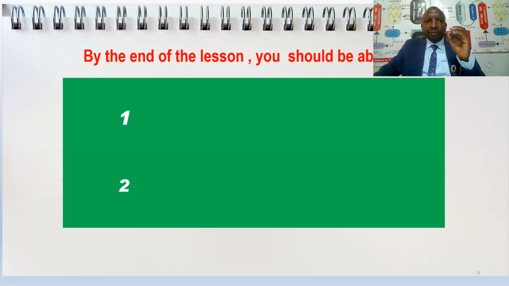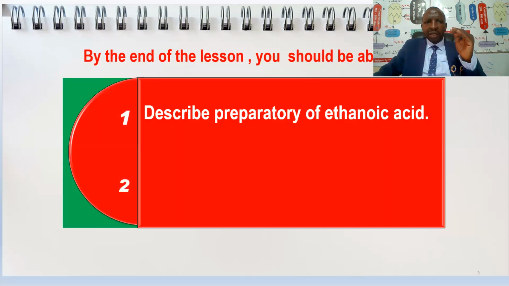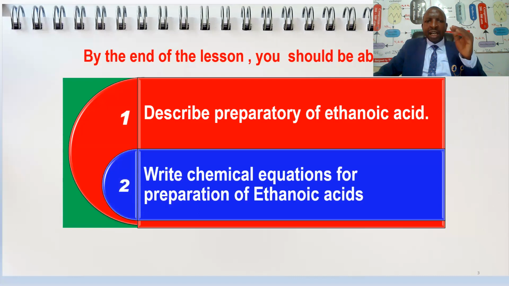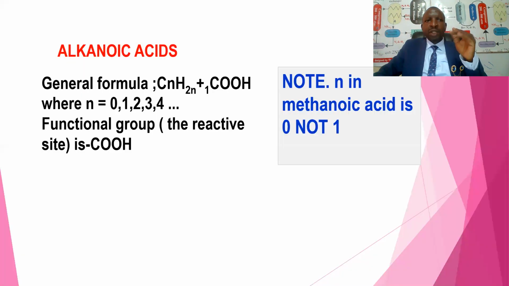Specific objectives. By the end of the lesson, the learner should be able to describe the preparation of ethanoic acid and write chemical equations for the preparation of ethanoic acid. So let's look at the alkanoic acid.